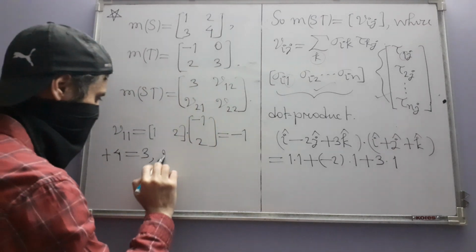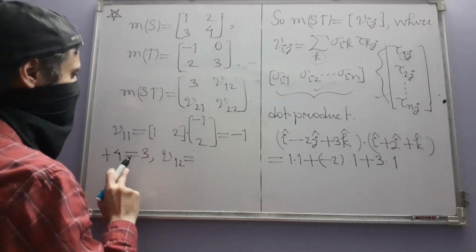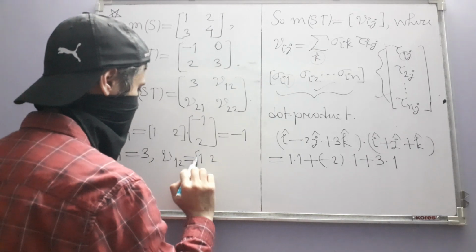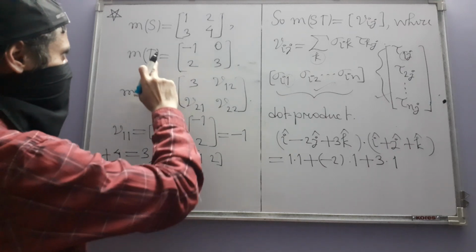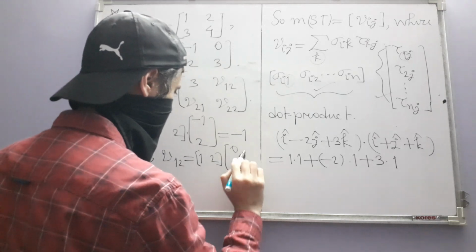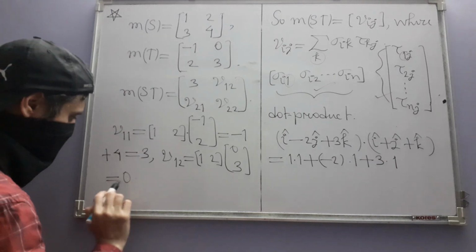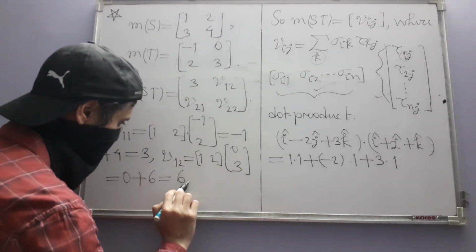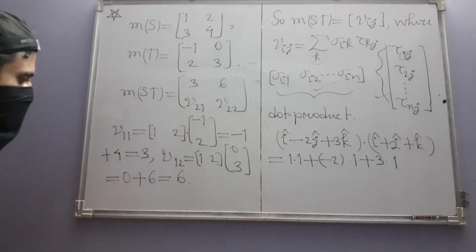Similarly, what will be new 1 2? The calculation will involve the first row of MS and the second column, because here you have 2, of MT, that is 0 3. So you multiply the first one by the first one, which gives you 0, and the second one by the second one, which gives you 6. So you get 6. That means this entry is 6. Alright.